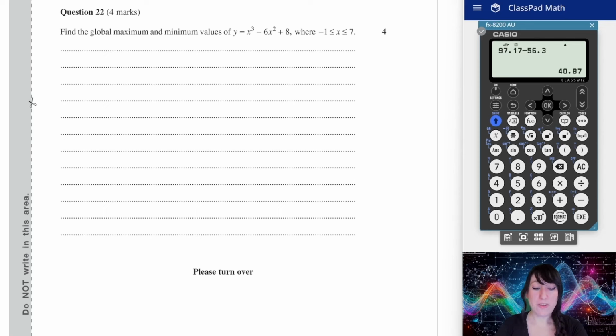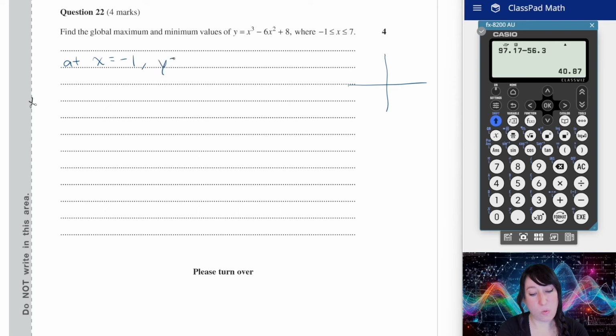Question 22. Find the global maximum and minimum values of y equals x cubed minus 6x squared plus 8, where x is between and including -1 and 7. Okay, to find global max and min, we need to find all stationary points in the domain, check their heights, as well as check the height of the function at the endpoints. So I'll have a quick sketch just to visually keep track of what we find. Now, let's check the endpoints first so we don't forget.